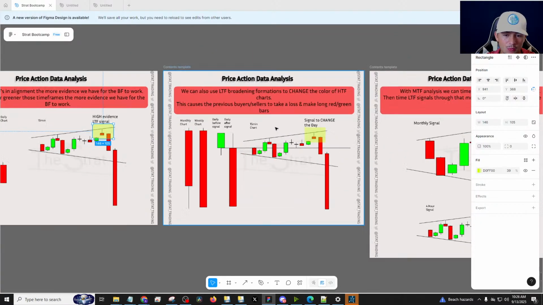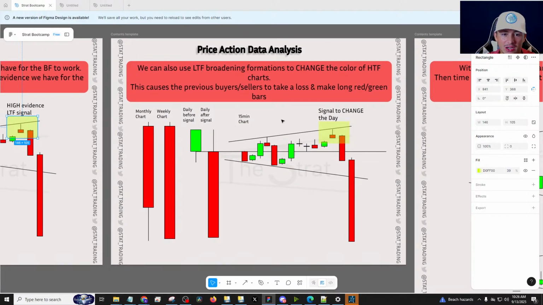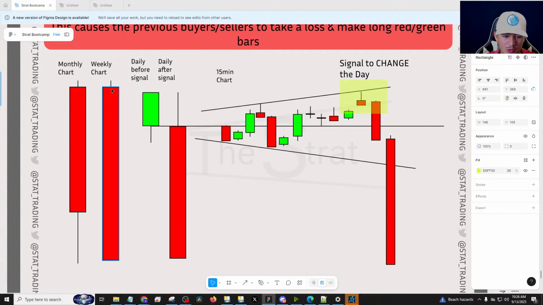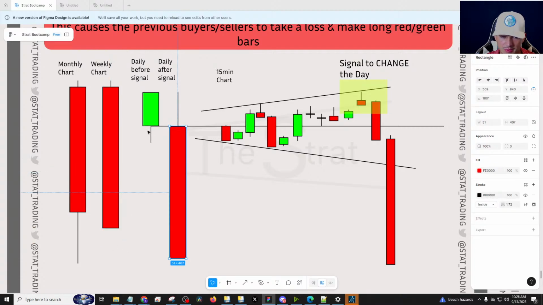And this does not mean we aren't going to change the color of higher time frames. But what it tells us is that we can also use broadening formations to change the color of bigger time frame or higher time frame charts. So for example, month is red, the week is red, and maybe it looks something more like this, but it doesn't matter. Month is red, week is red. The day was green, right? So we can say the day was green, but then we had a 15 or could be a 60-minute signal, which is what we prefer.